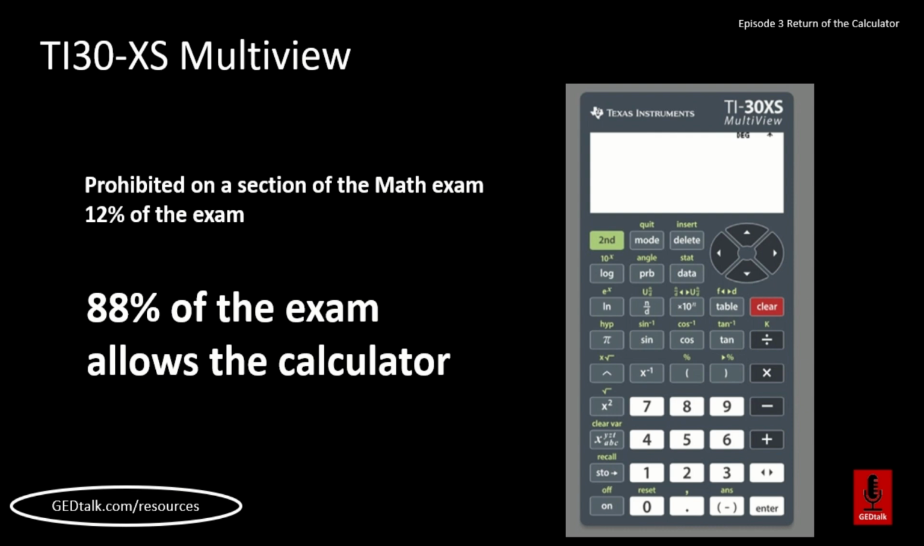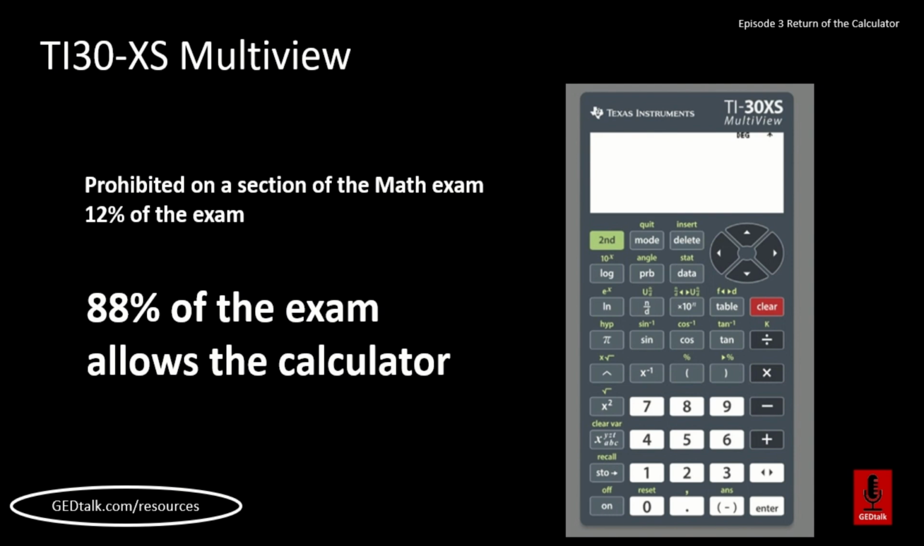As I mentioned, there's a section of the math exam where you're not going to be able to use your calculator, and that will make up 12% of the exam. So that means the other 88% of the exam allows the calculator. I know a lot of students panic about this 12% where they're not going to be able to use their calculator. They study so much on these different types of problems that we know can possibly pop up on the section. But folks, I'm letting you know, look at the difference, 12% versus 88%.